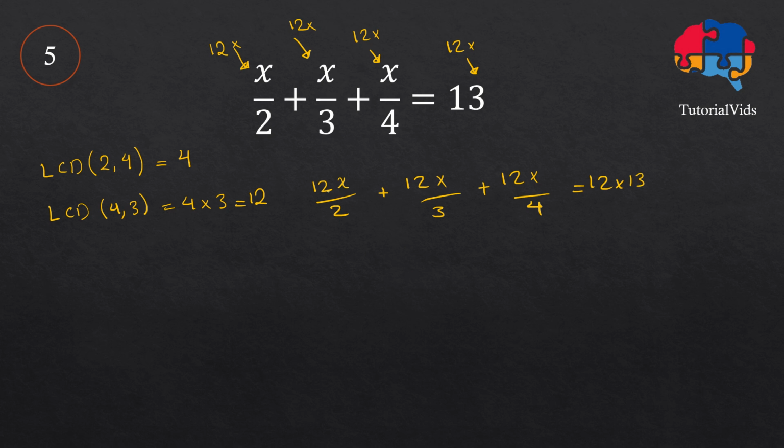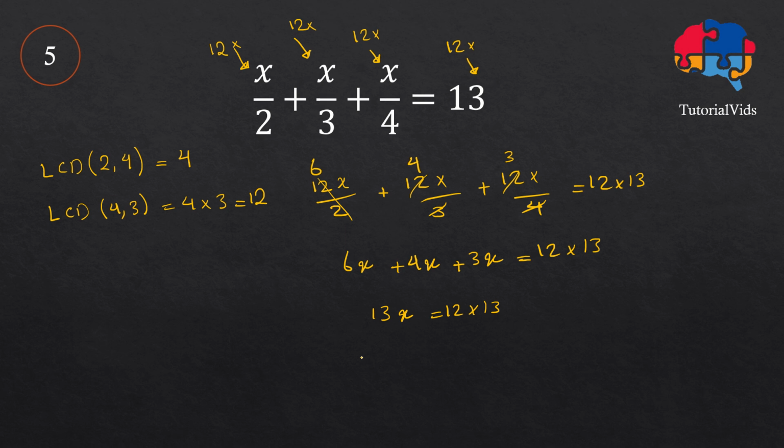And if I simplify it, then I'll get 6 here, I'll get 4 here, and I'll get 3 here. That means we have 6x plus 4x plus 3x equals 12 times 13. If I sum up all the terms here on the left, then I'll get 6 plus 4 plus 3, which makes 13x equals 12 times 13.